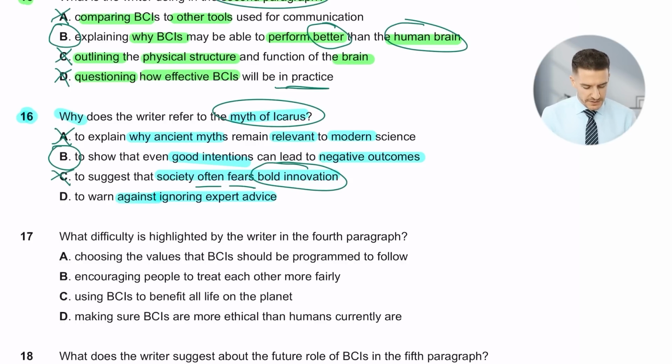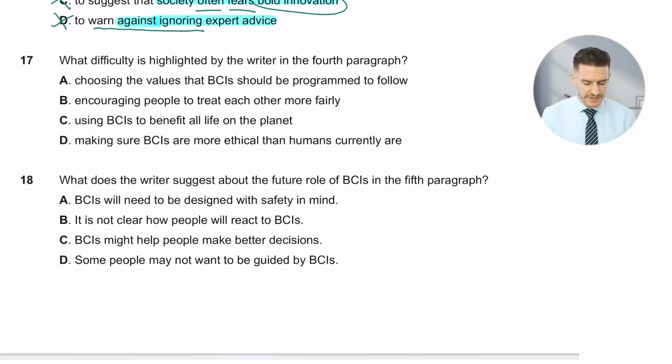And finally, cross out C. And D, to warn against ignoring expert advice. Well, no, it doesn't say anything about that, so we can cross off D. So the answer for 16 is definitely B. Let's move on now and look at 17.